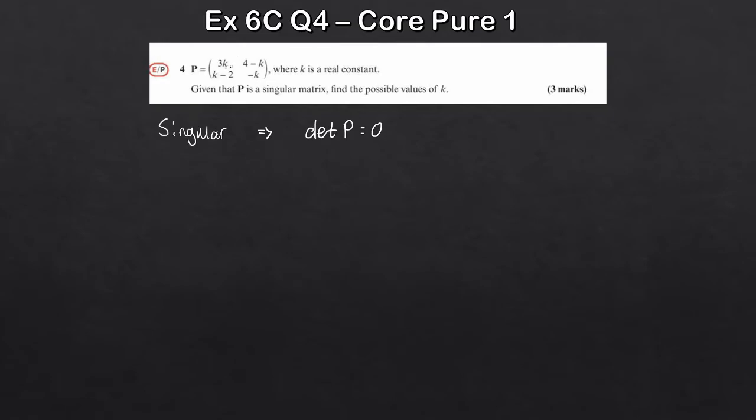So I've got 3k times minus k, because this is a 2x2 matrix. So all I'll do is 3k times minus k, so that would be minus 3k squared. I'll do minus, and I'm going to do this bit in a bracket here, just because we've got 4 minus k and k minus 2, so I'm going to be expanding two brackets as well here. So it's 4 minus k times k minus 2. Okay, and all of this has to be equal to 0.